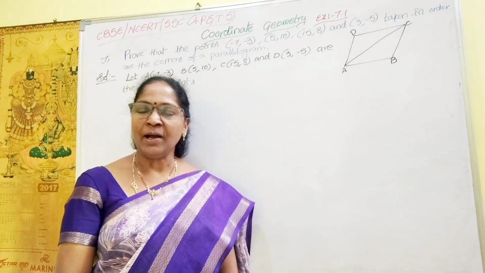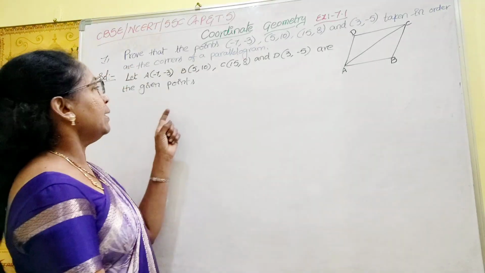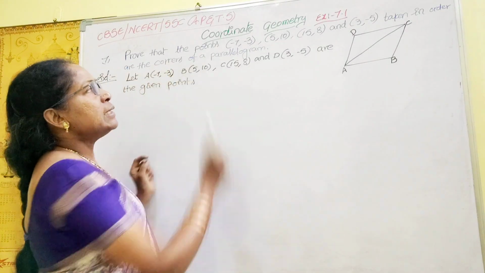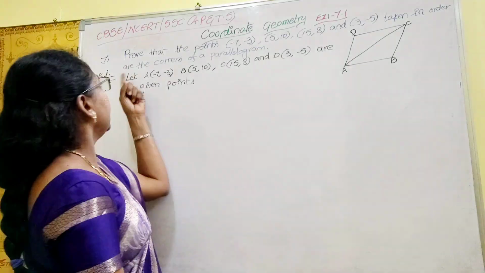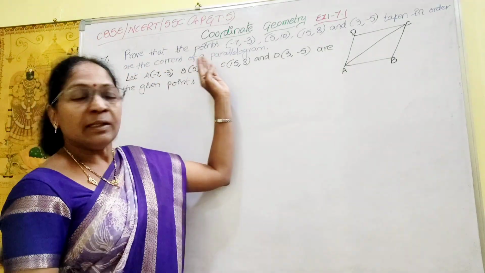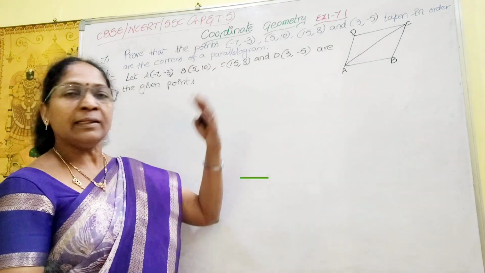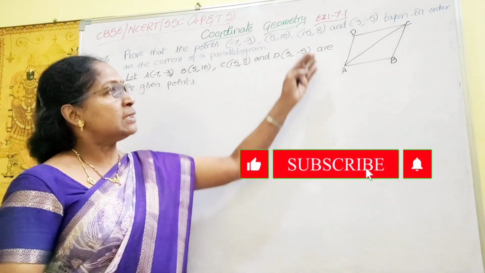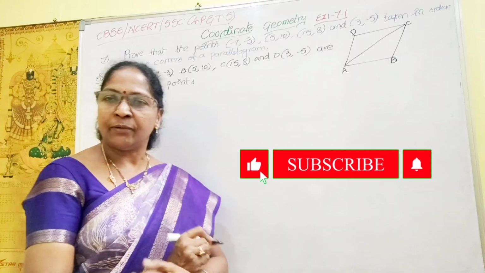Today in this video, I am going to explain coordinate geometry exercise number 1 problems. Here in this video, I will start with the 7th problem. Prove that the 4 points 1, 2, 3 and 4, taken in order, are the corners of a parallelogram. So 4 points are given. You just have to prove whether these points are the corners of a parallelogram or not.